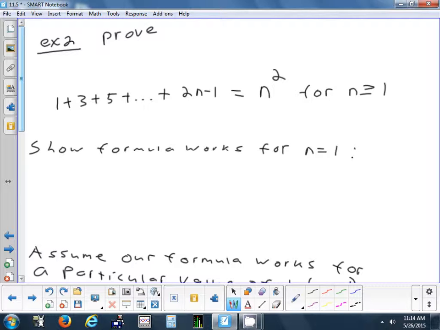Okay, so I've given you the formula. First thing we're going to do, show that it works for the base case. Okay? This is kind of like knocking over that first domino. Show that it works in one spot. Then we'll assume that it works for any particular value we want to check up to k. We're not going to check them. We could check them. But we're just going to assume that it works. And then we'll show it's true for k plus 1.